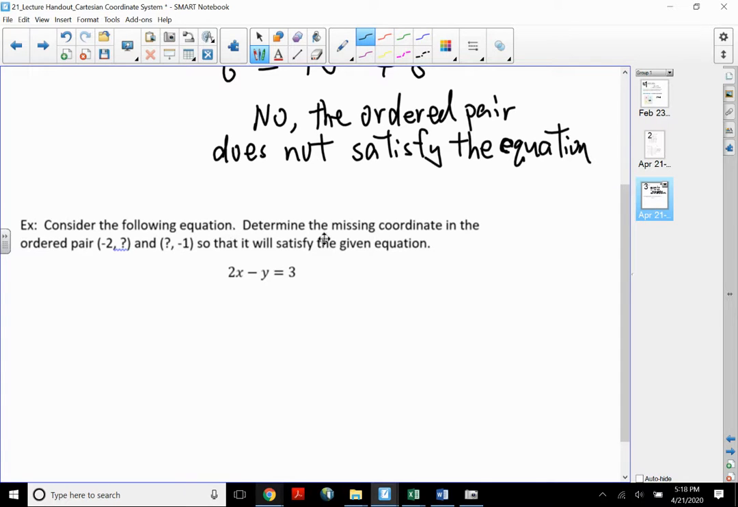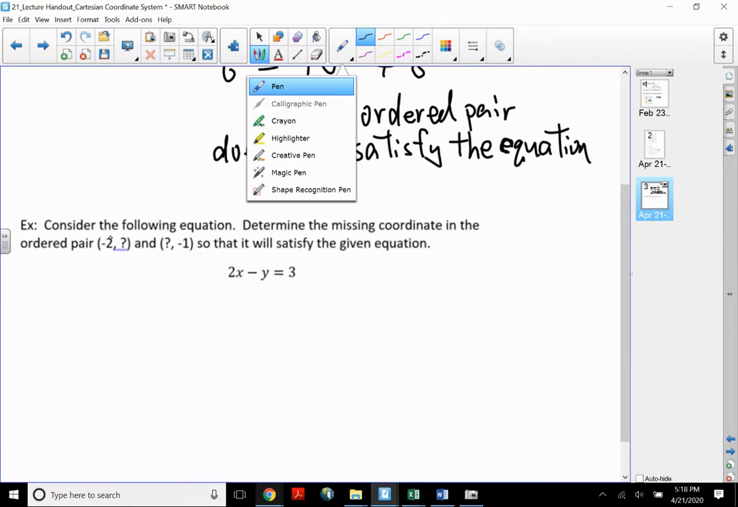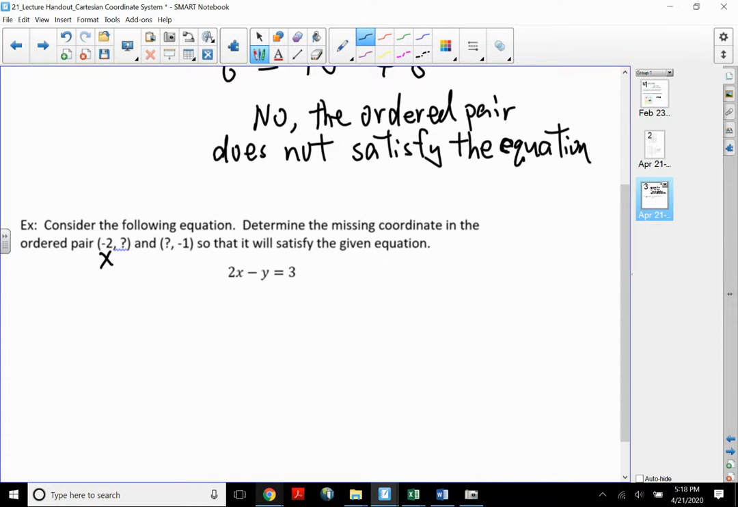Consider the following equation, determine the missing coordinate. So determining the missing coordinate is basically how we are going to find 2 points and then graph what we so-called the equation of the line in the next topic. So basically, right now, I'm giving you x value, -2. I need you to find the y value. So all we do is substitute -2 for x and we solve for y.